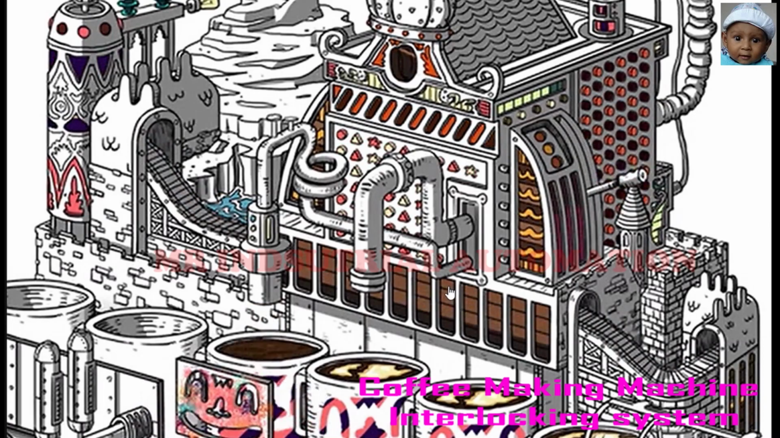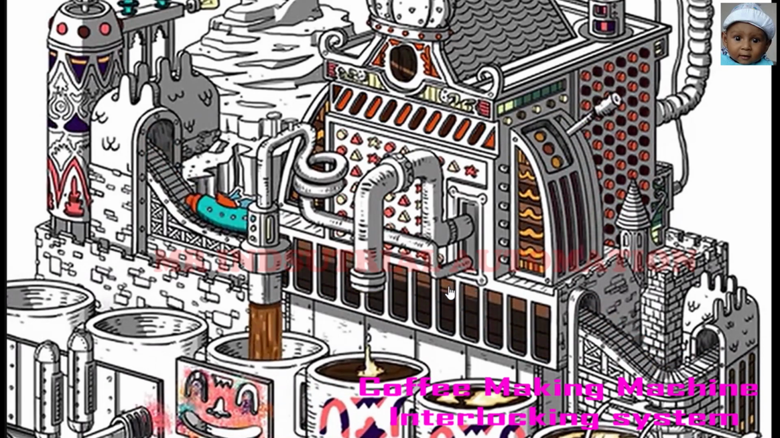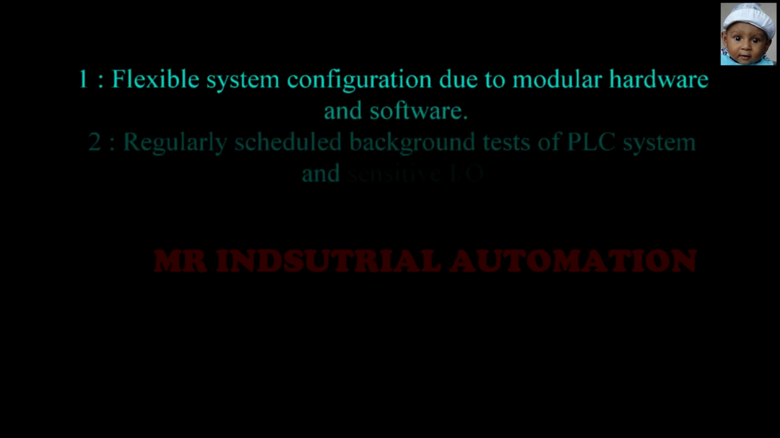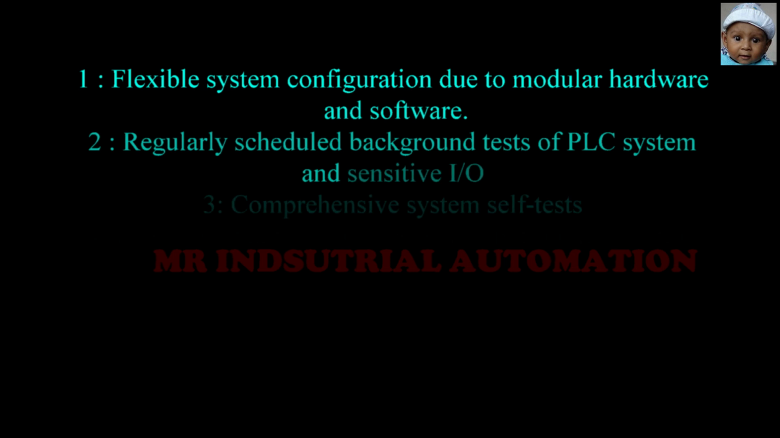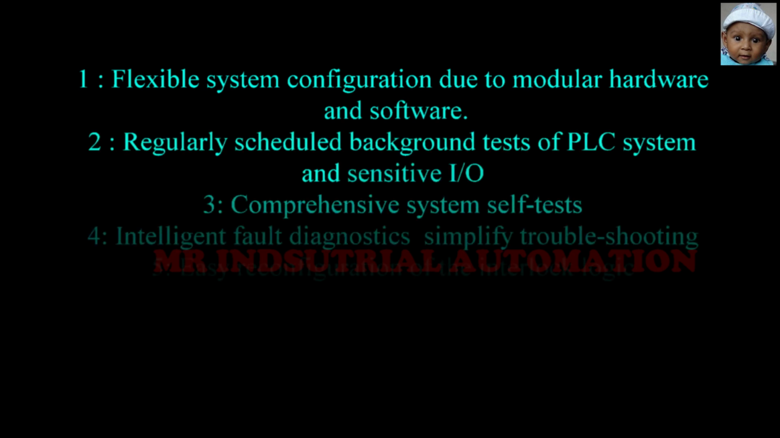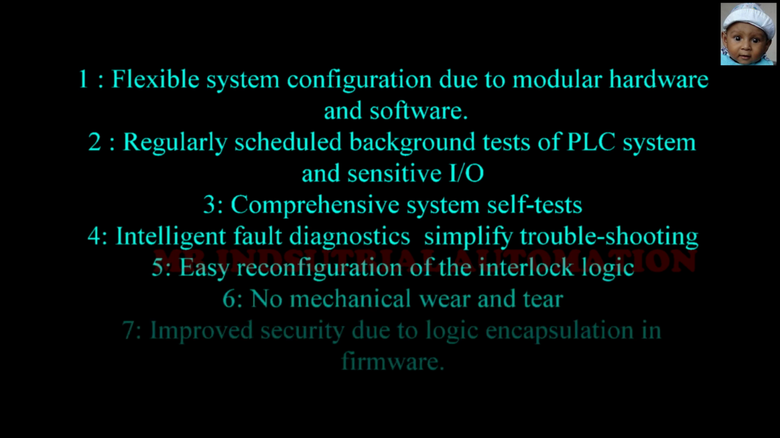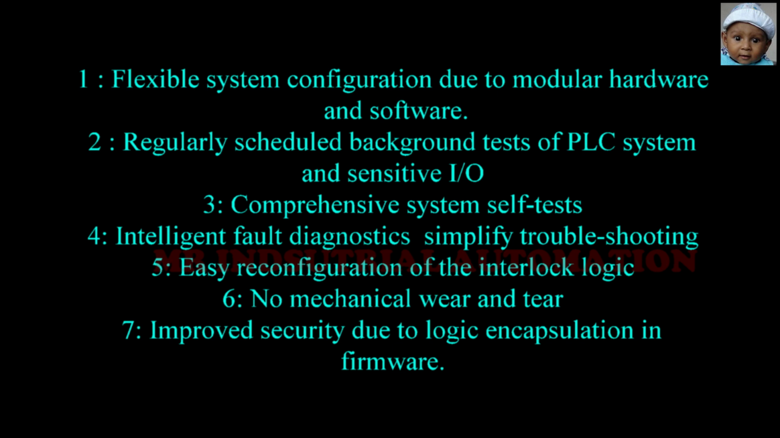The advantages of interlocking are flexible system configuration due to modular hardware and software, regularly scheduled background test of PLC system and sensitive IO, comprehensive system self-test, intelligent fault diagnostic, simplified troubleshooting, easy reconfiguration of the interlock logic, no mechanical wear and tear, improved security due to logic encapsulation in firmware.